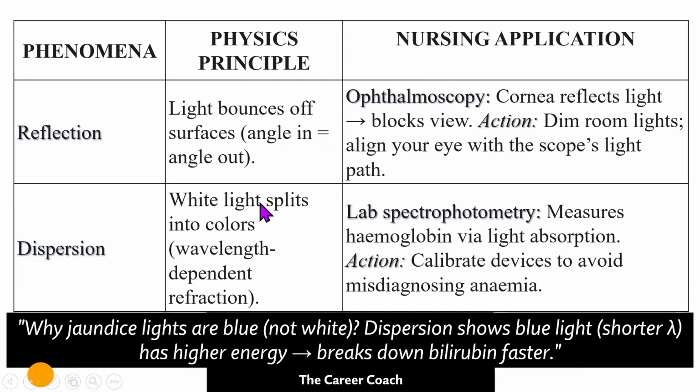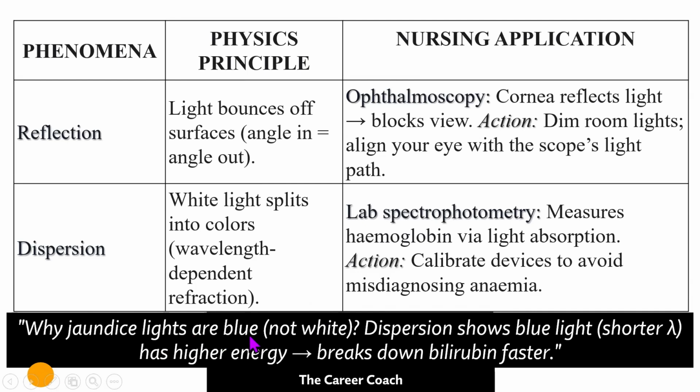Dispersion: white light splits into colors, wavelength-dependent refraction. Nursing application: it is applied in the lab spectrophotometer. This measures hemoglobin via light absorption. Our action: nurses must calibrate devices to avoid misdiagnosing anemia.